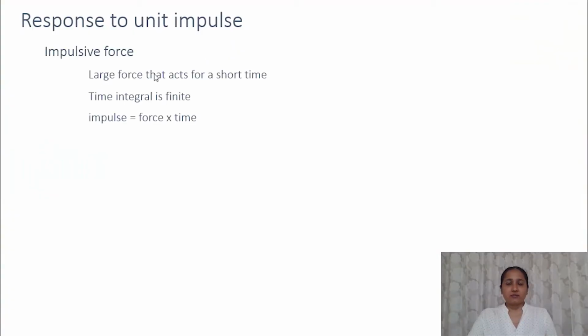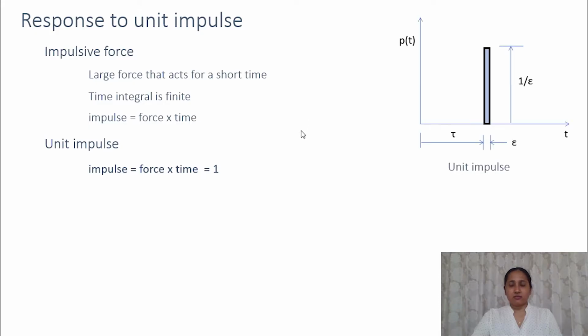So, what is an impulse? If a large force acts on a body for a very short time, that is called an impulsive force. And the time integral will be finite. That means the force integrated over time will be a constant, a finite value. The quantity of this impulse is equal to force times time. So what is a unit impulse? If the value of this impulse is equal to 1, we can call this a unit impulse. So let's understand it in detail.